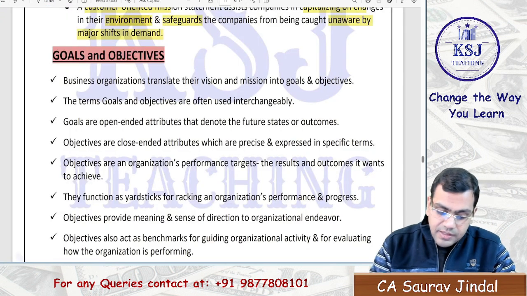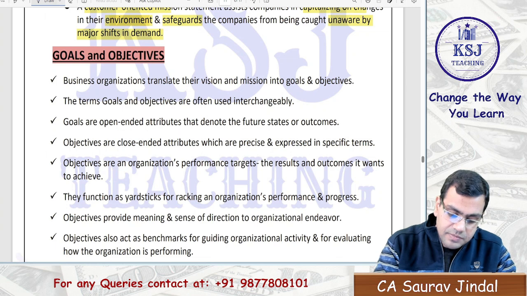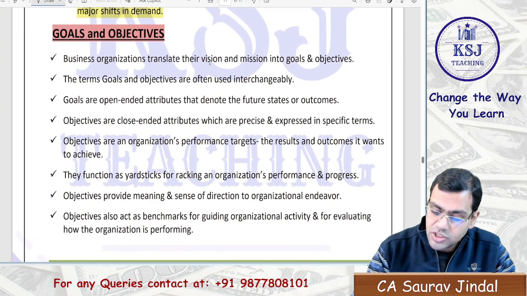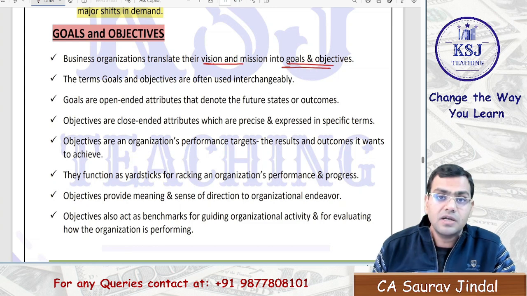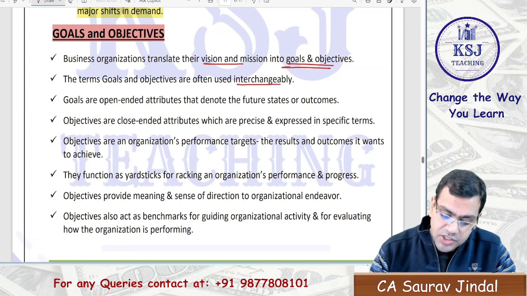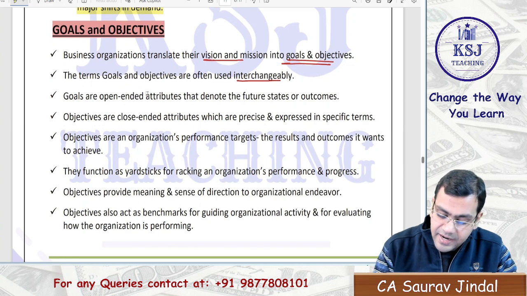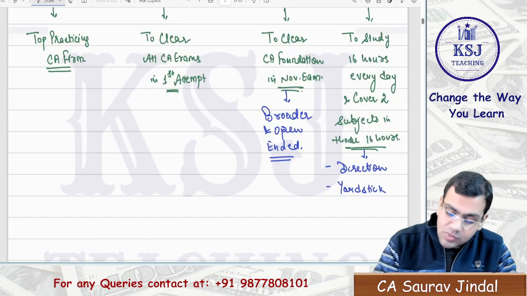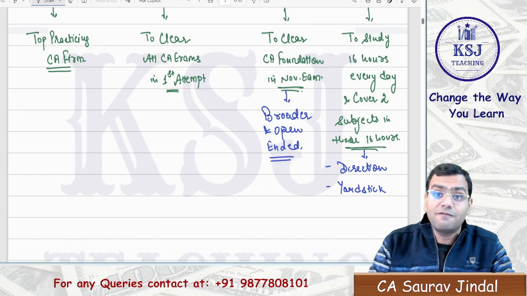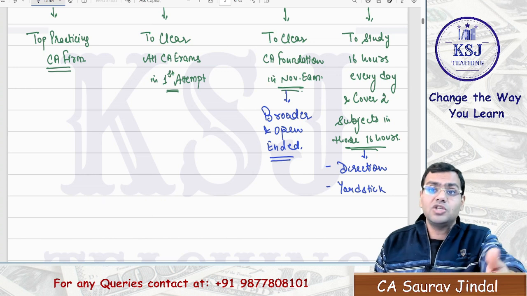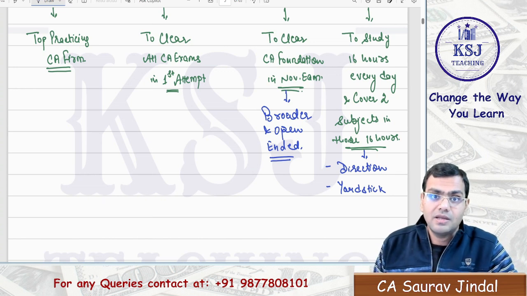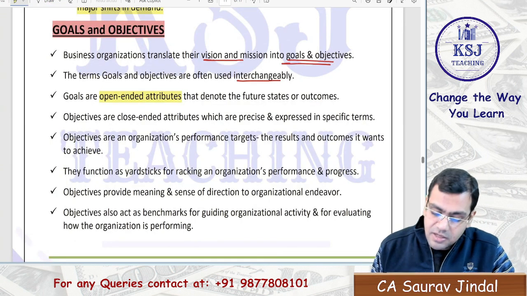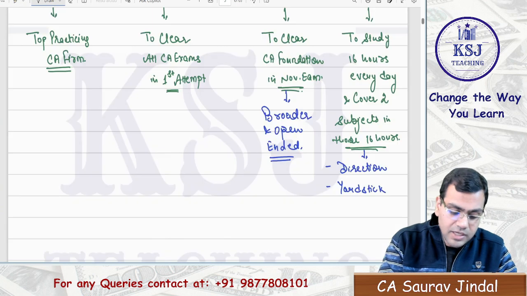Let's see. Business organizations translate their vision and mission into goals and objectives. The terms goals and objectives are often used interchangeably. The goals are open-ended attributes that denote the future state or the outcomes, right? This is what we are saying. This denotes the future state, that I want to clear Foundation in the November examination, right? It is telling us something about the future state, what is going to happen in the future. It is an open-ended attribute. It is not close-ended, right?